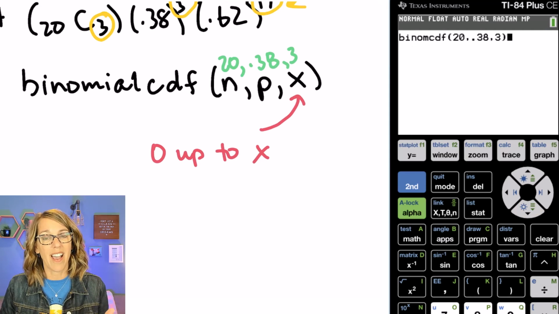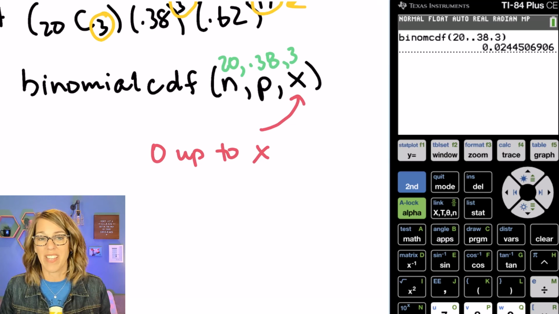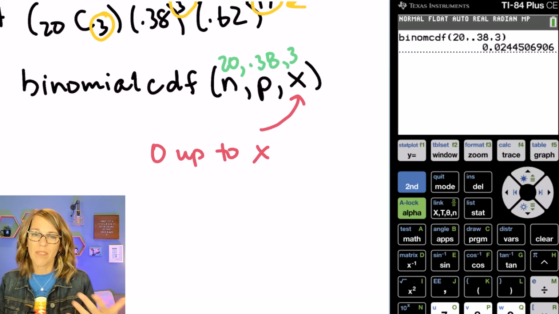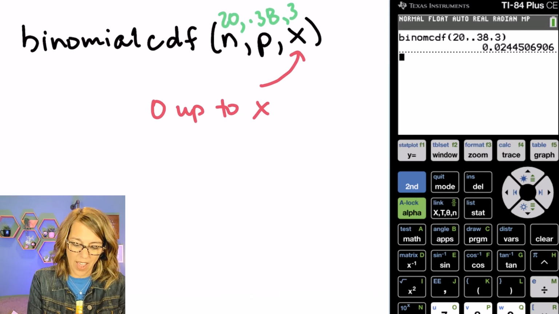So we're expecting a higher probability than we had before because we're adding in some, and that's exactly what we get. So we get about 2.45% here.